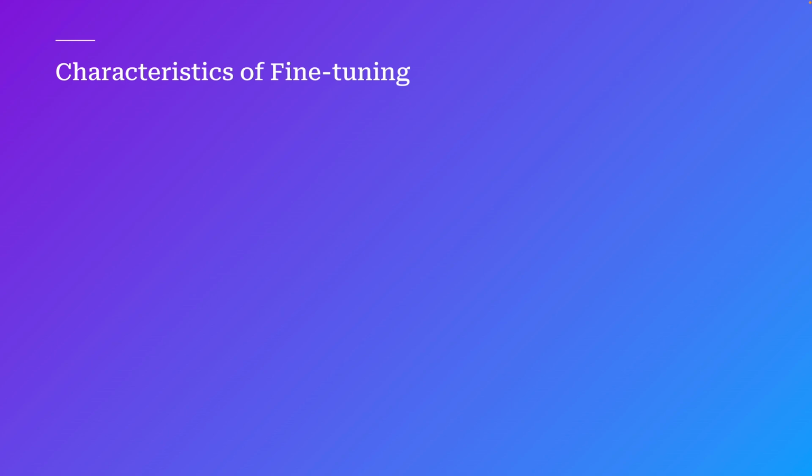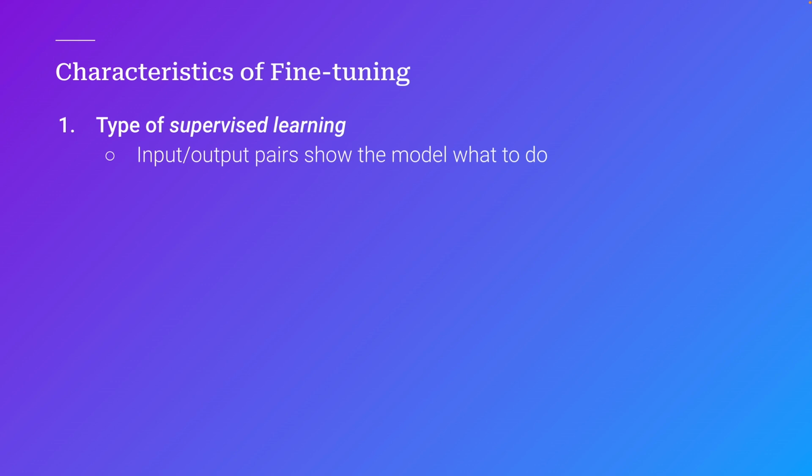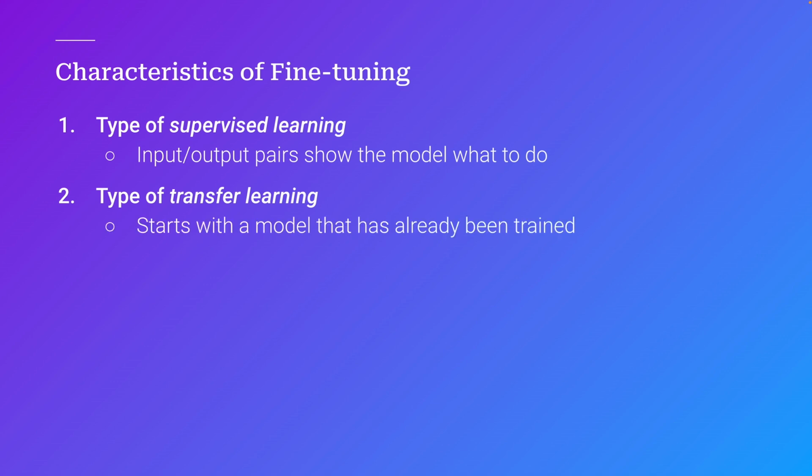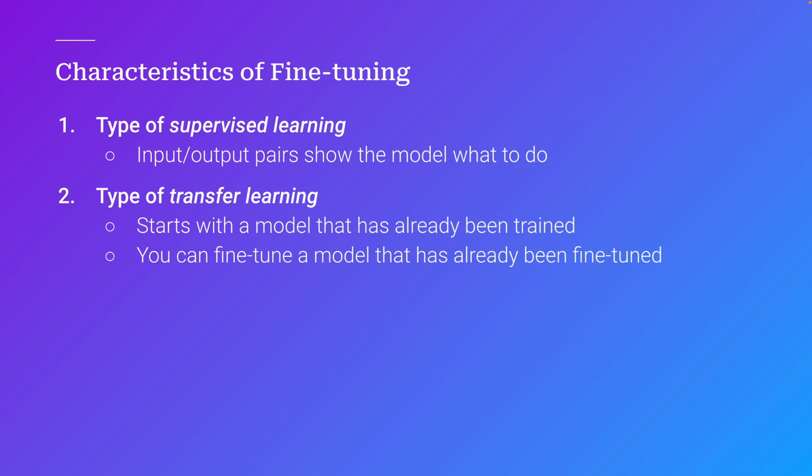Some of its characteristics include it's a type of supervised learning that we already talked about, which means it needs input and output examples to know what to do. It's a type of transfer learning, which means we take an existing model and then we can fine-tune that. We can fine-tune a model in multiple steps. You can fine-tune a model that's already been fine-tuned.